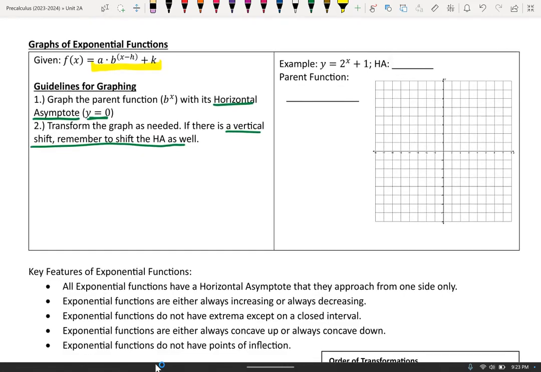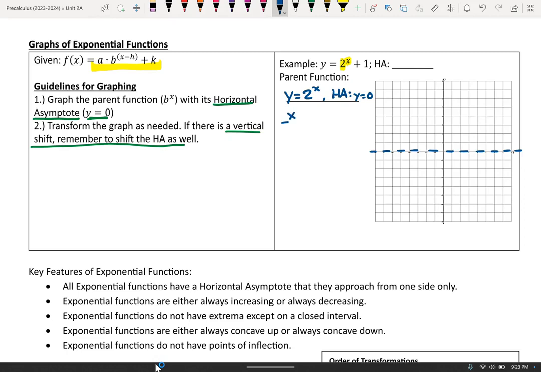So we have an example here. This example is y equals 2 to the x plus 1. So our parent function is again just going to be the base to the power of x. So that is our parent function. So I'm going to go ahead and write that in here. y equals 2 to the x. And its horizontal asymptote, like all parent functions, is at y equals 0. So I'm actually going to start with that horizontal asymptote here at y equals 0, and then we'll see if that gets moved with our transformations.